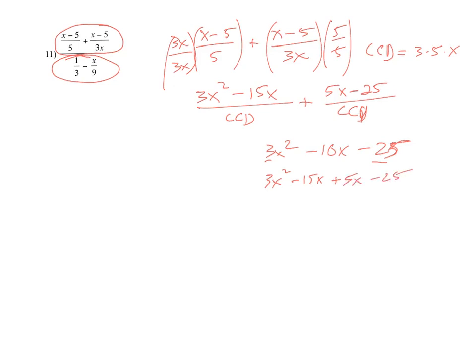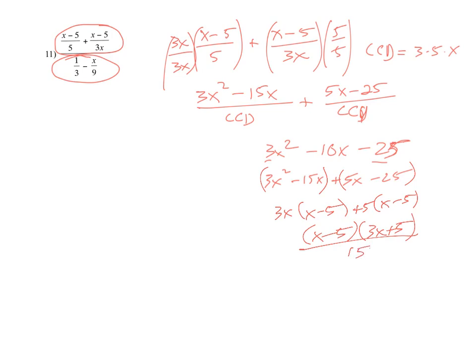I'm still working on just the numerator here, and this is actually just the top part of the numerator, this top fraction. Grouping these guys, 3x times x minus 5. Here, pulling out a positive 5, we're going to get x minus 5. So this thing is going to factor as x minus 5 times 3x plus 5 over our LCD, which is 15x. So all this is what we get from there.